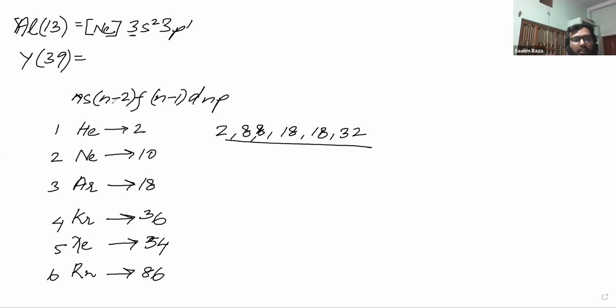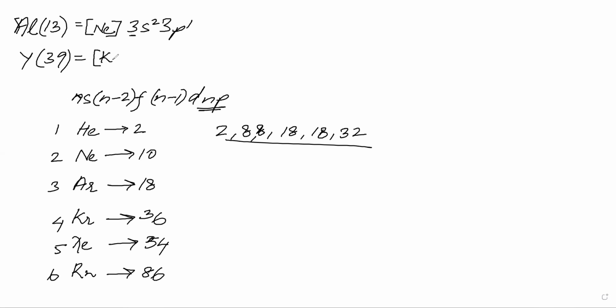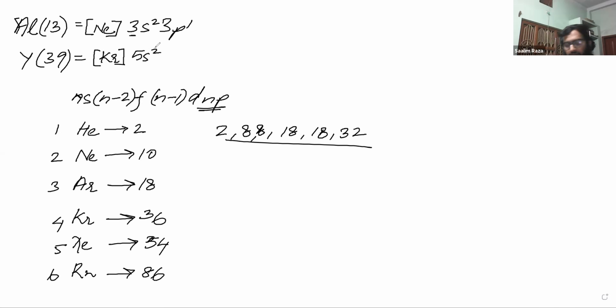If you put 3 here, 3 minus 2 is 1, and 1f does not exist. If you put 3 here, 3 minus 1 is 2, and 2d does not exist. So we will not take these two, we will take only np. Okay, fine. For yttrium, 39, which noble gas? So krypton. Krypton, and then 5s2, and 4d1. Correct.